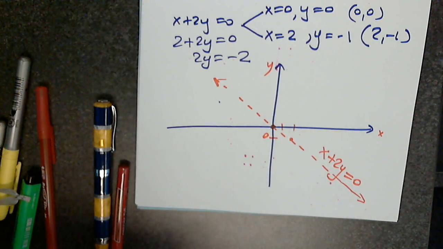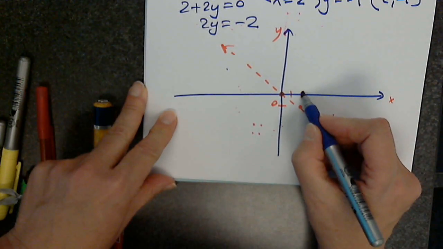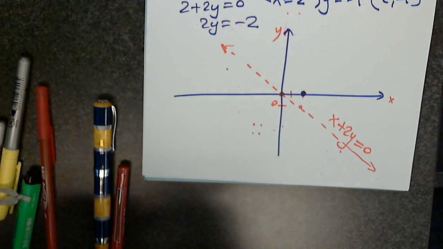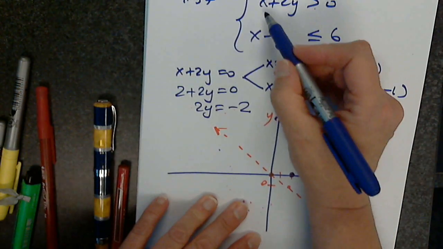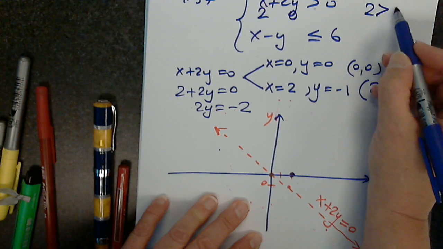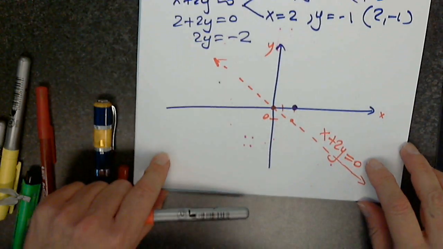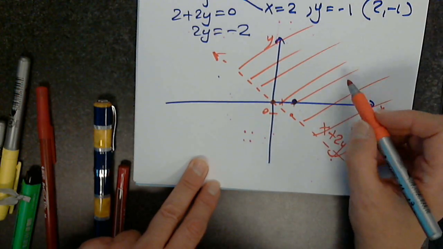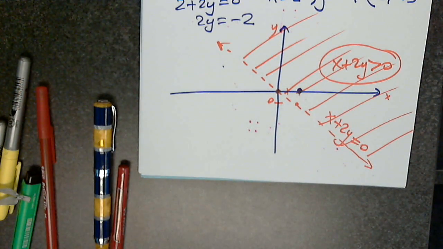Since the line passes through the origin, I cannot use the origin to check. So give me a point, anywhere you want. Let's say this one. What are the coordinates of that point? Careful. What point? Where? 2, 0. Okay, 2, 0. 2 greater than 0. True or false? True. Good. So I have to shade in the area that has that point. So here it is. All this is x plus 2y greater than 0. Everything in orange. What do I do next?